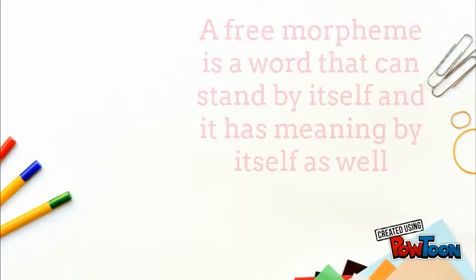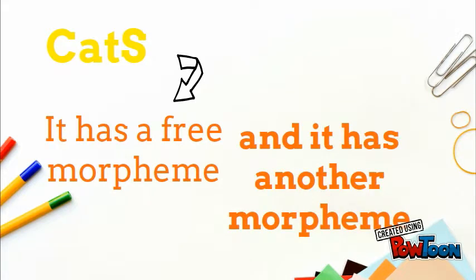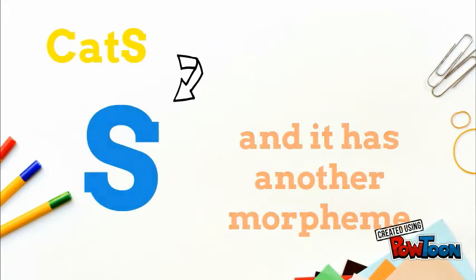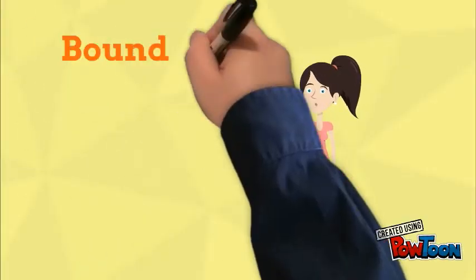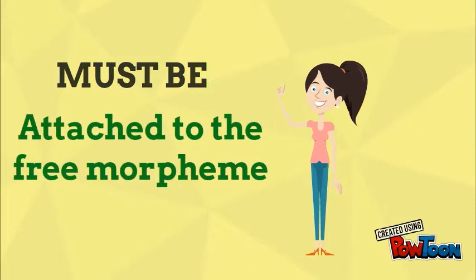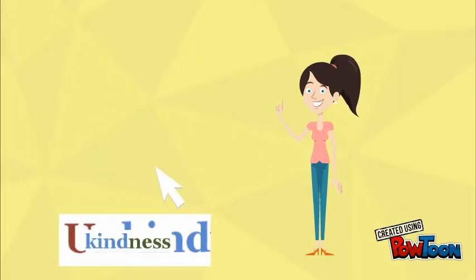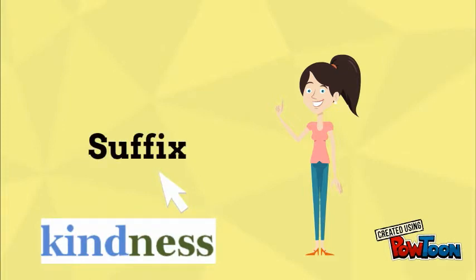On the other hand, in the word cats, it has a free morpheme and it has another morpheme that in this case is the letter S. This extension is called bound morpheme. A bound morpheme must be attached to the free morpheme. They can be at the beginning of the word, so it will be a prefix, or it can be at the end of the word, so it will be a suffix.